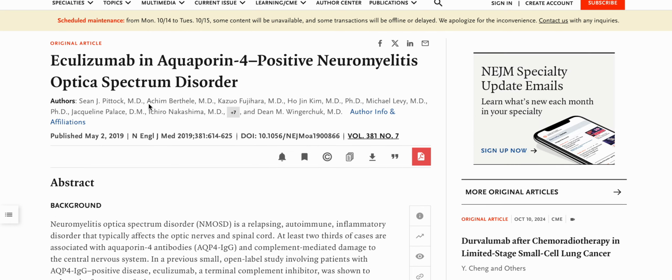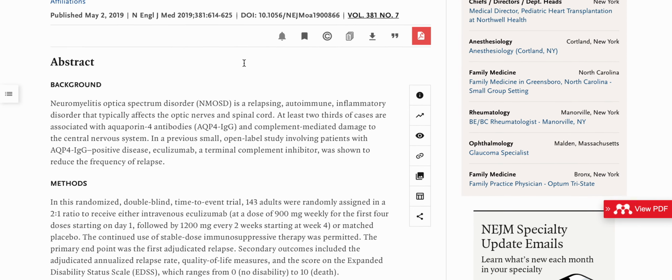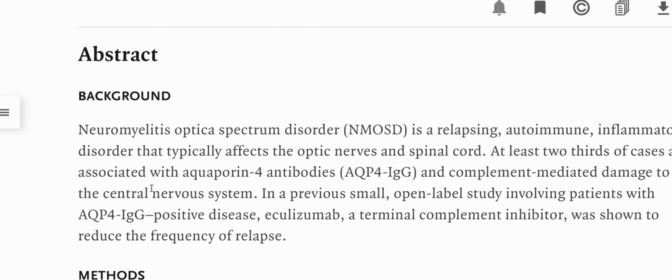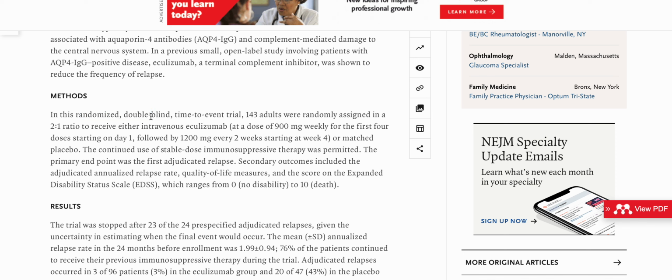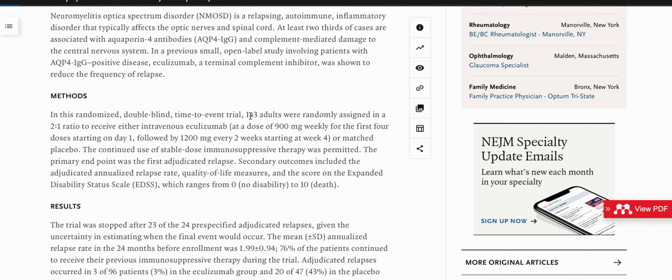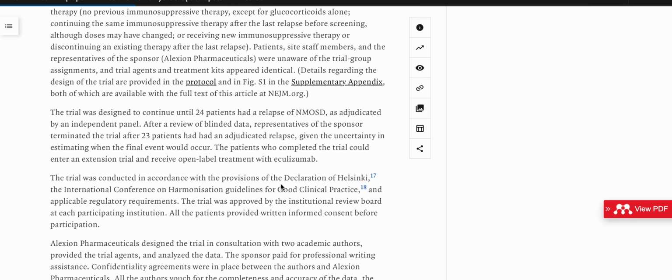So this is a paper about eculizumab in AQP4 positive NMOSD. In here we have randomization, we have double blinded treatment, and okay, random assignment is there. So basically this could be a possible trial which we would be including.